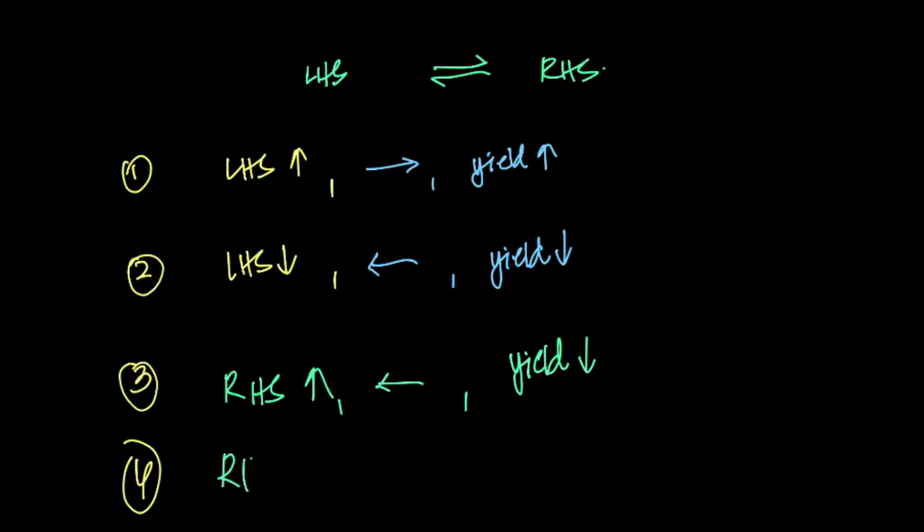The fourth was right hand side decreasing. So if I decrease my right hand side externally, remember these are all external, the equilibrium will then want to make more of my right hand side, which means the yield will increase.